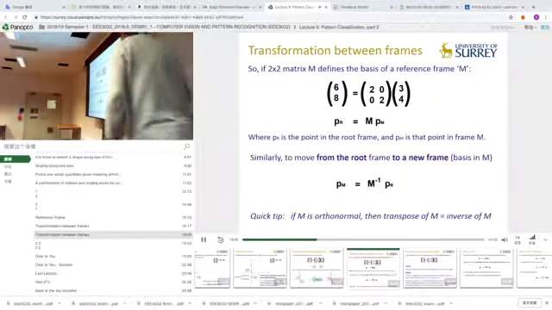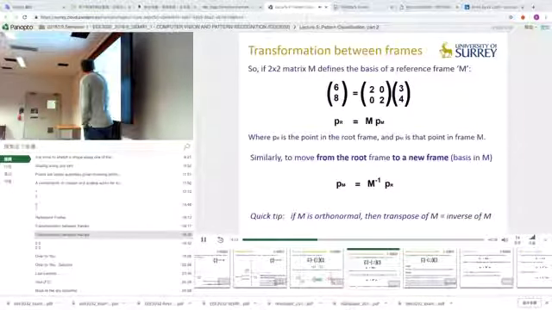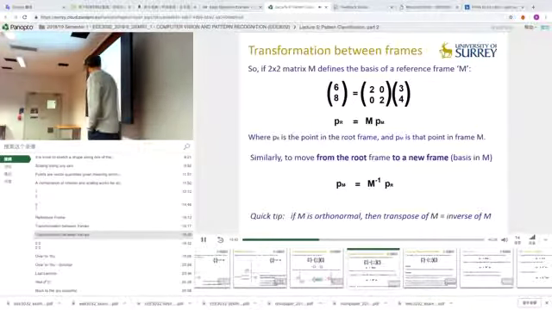So, in other words, what I'm saying is that this matrix M is defining the basis of this reference frame. For this point P, I'm going to use the subscript M to say that this point P exists in the reference frame M, which is defined by this matrix M. And when I do this multiplication, I'm moving to point P subscript R, where R means the root reference frame. I'm casting the point from an arbitrary reference frame into the root reference frame.